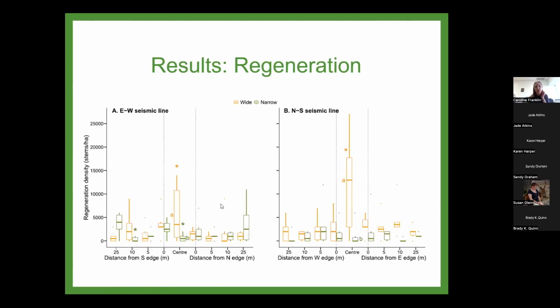These are the results for regeneration. So now regeneration density, represented in stems per hectare, is on the y-axis. And we see higher regeneration density on the wide seismic lines as compared to the narrow seismic lines. This was particularly true for the north-south seismic lines. So here we're seeing greater regeneration.